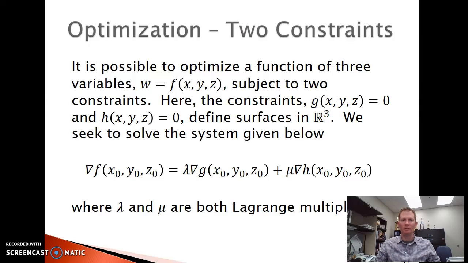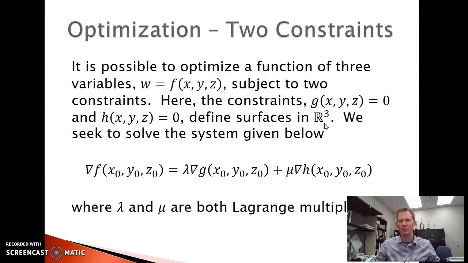So this is going to be a relatively short video just to give you a quick example of optimization with two constraint equations. So if you have a function of three variables, w equals f of x, y, z, subject to two constraints, it is possible to use the method of Lagrange multipliers to optimize it. This time we have constraint equations g of x, y, z equals 0 and h of x, y, z equals 0. Each of those are surfaces in R3.